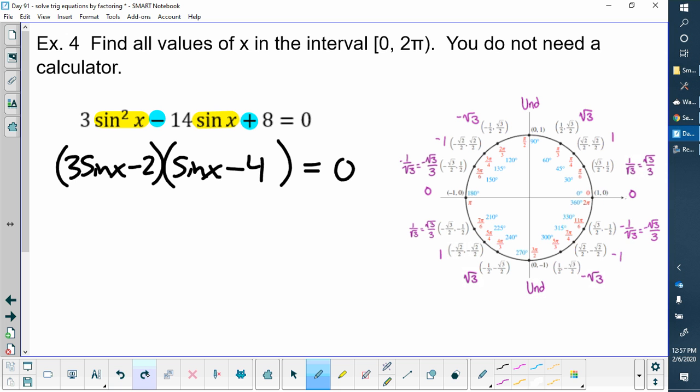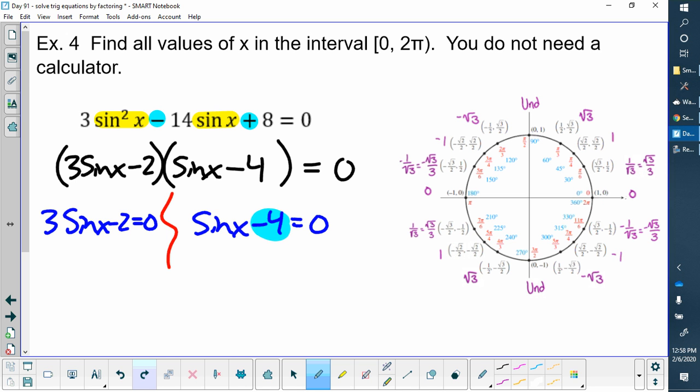Okay, at this point, I'm going to go ahead and make my two equations. When does 3 sine of x minus 2 equal 0? And when does sine of x minus 4 equal 0? This is a one-step equation, so I would add 4 to each side to get this. And then over here, this is a two-step equation. I'm going to add 2, divide by 3. I get sine of x equals 2/3.